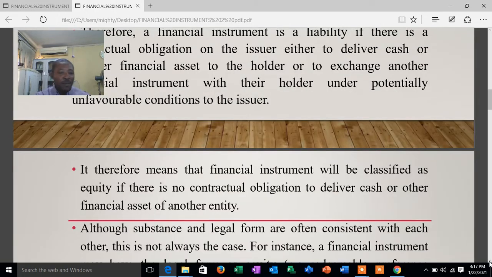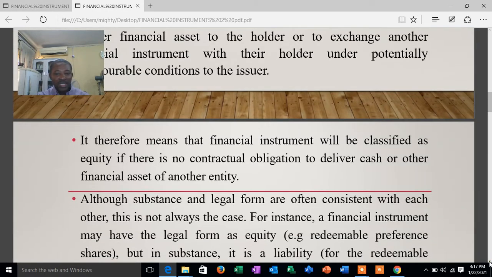So it therefore means that a financial instrument will be classified as equity if there is no contractual obligation to deliver cash or other financial assets. So what differentiates equity from liability is that for liability, you have an obligation to transfer, an obligation to make payment, or transfer economic resources, while for equity, you don't have an obligation. So you are not paying back that thing that you have collected. It has added to your capital. So you are not paying it back. You are going to retain it with you. So that is just the difference between them.